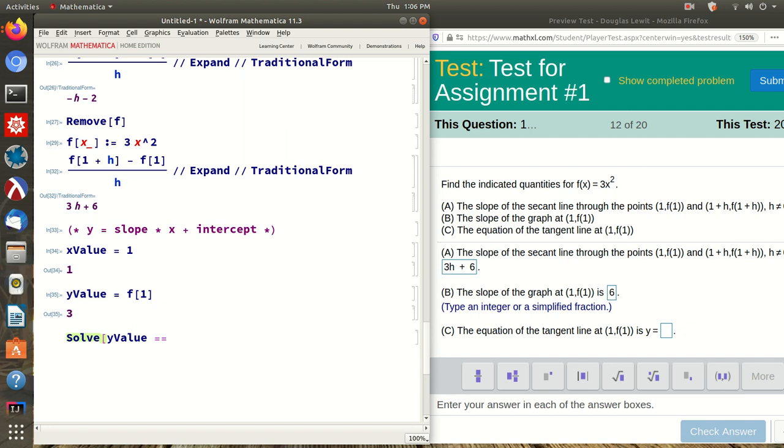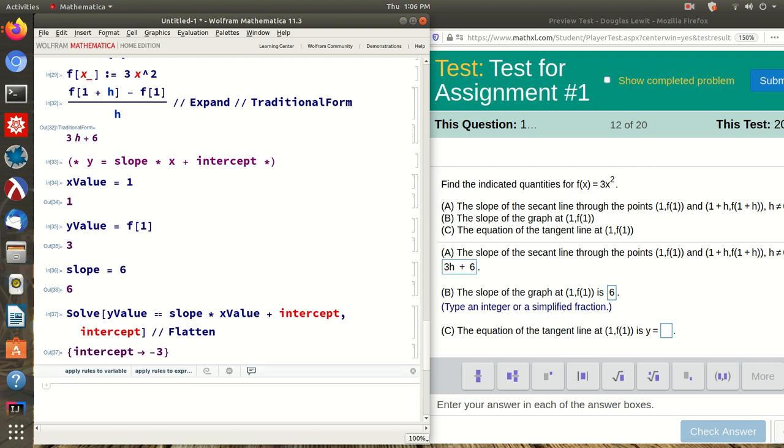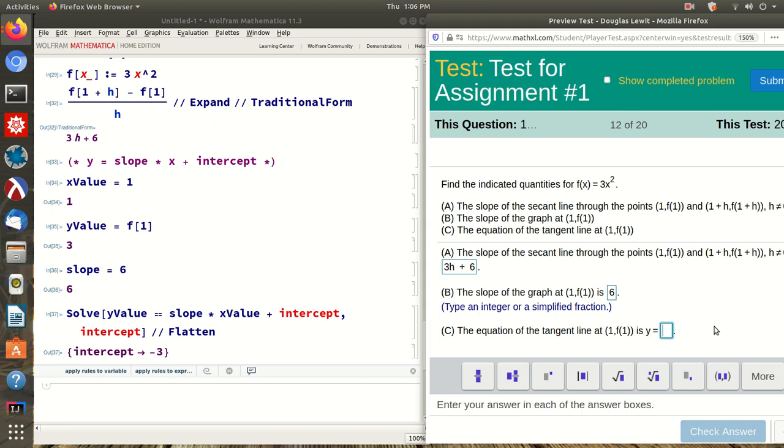is equal to, notice that in Mathematica I'm using the double equal symbol. The y value is equal to, oh, and sorry, my slope, I should define my slope, is equal to 6. So I have the y value is equal to the slope times the x value plus the intercept. What is the intercept? The intercept is -3. So the equation of the tangent line is going to be 6 times x minus 3.